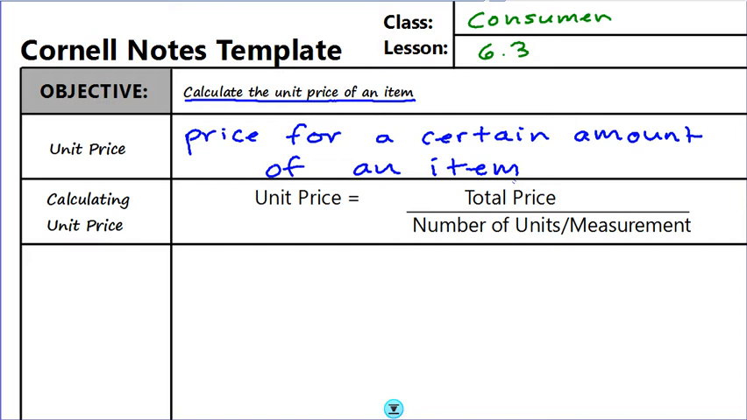You just have to take the total number of things that you have, take the price, and divide by the number of things you have. Calculating unit price is on your note sheet right here as the total price divided by the number of units or the measurement that you have for that particular item.